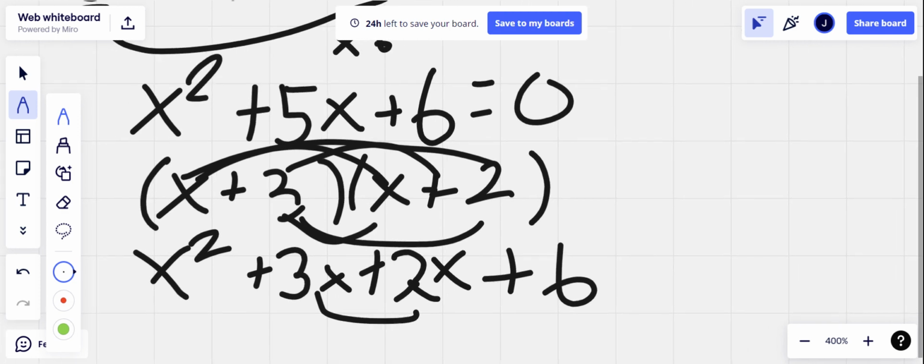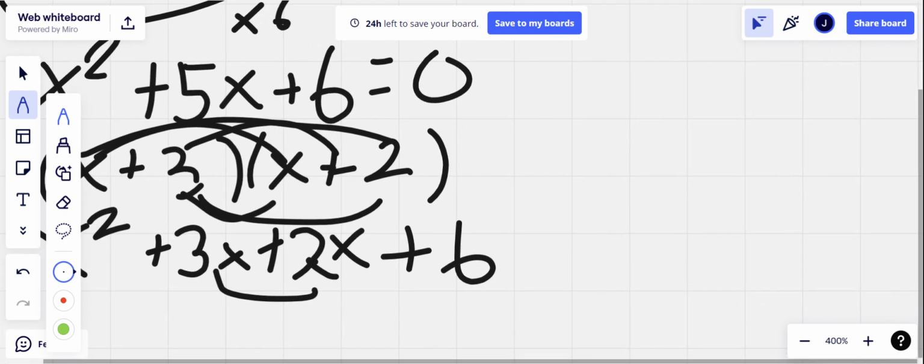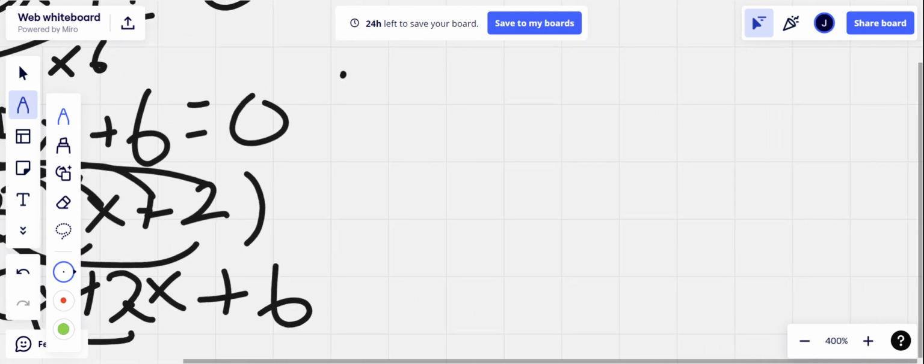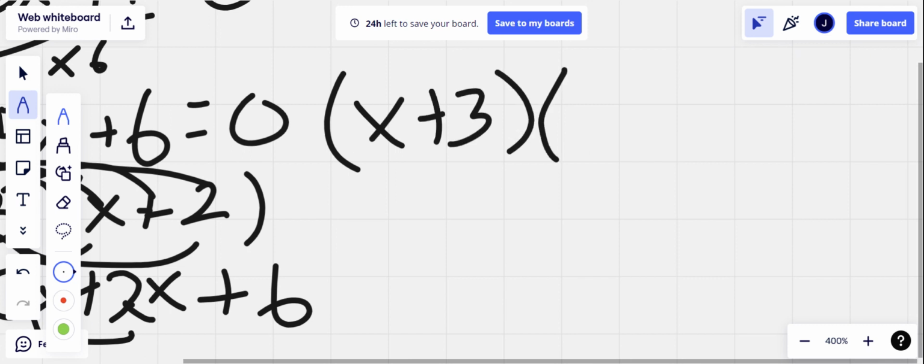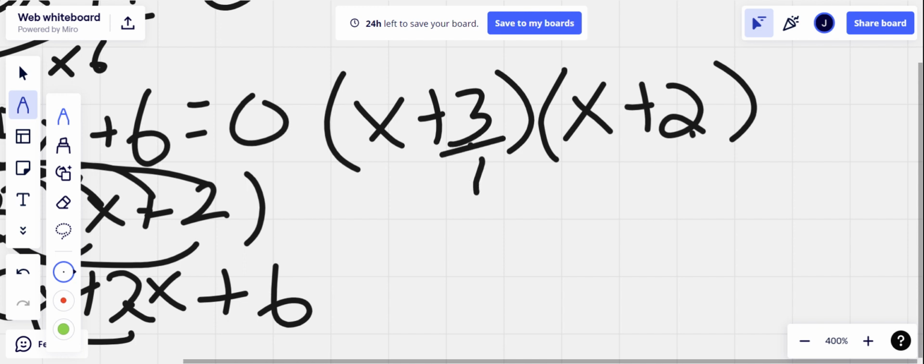Now that we multiplied it out, I'm going to rewrite them so that we can finish this and find the solutions. It was x plus 3, x plus 2. Well, now remember our 6 from our a coefficient? We are going to divide this and this by 6. So now I've got x plus 3 over 6, x plus 2 over 6.